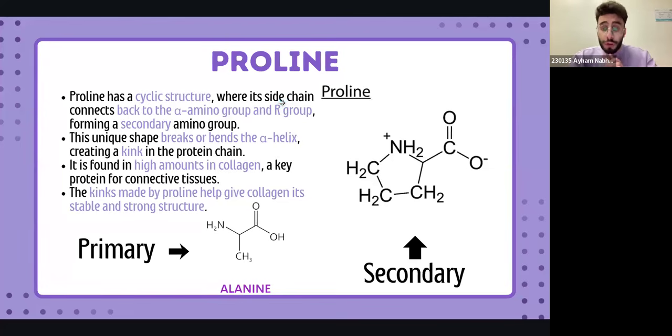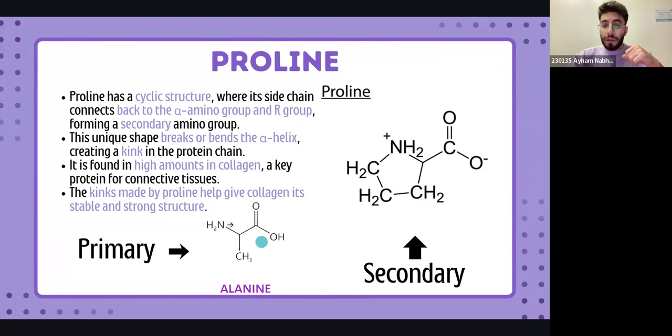So let's start with the first cyclic secondary amino acid, which is proline. Why are we saying it's cyclic? Basically, proline is a cyclic amino acid because the structure between the amine and the R group makes a cycle, where the chain folds and gets back into the R group. That would make it a secondary amino acid.